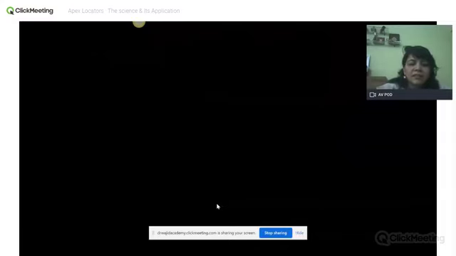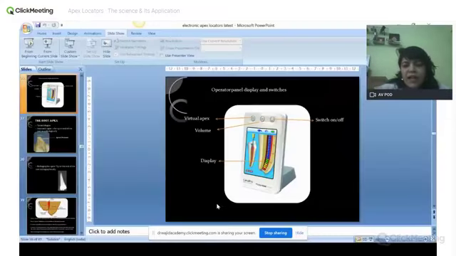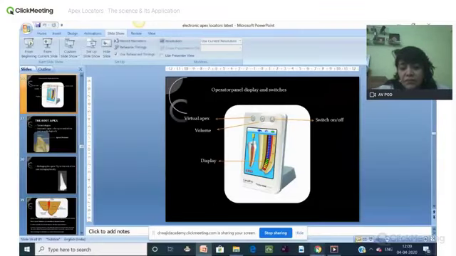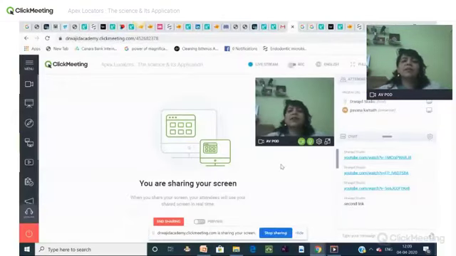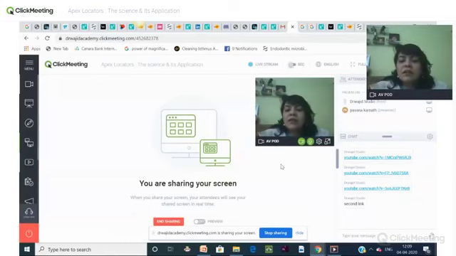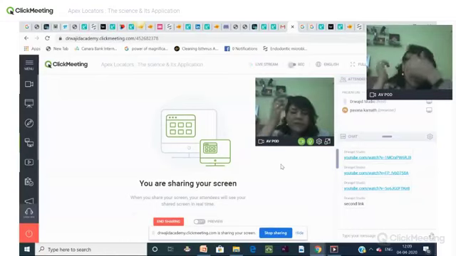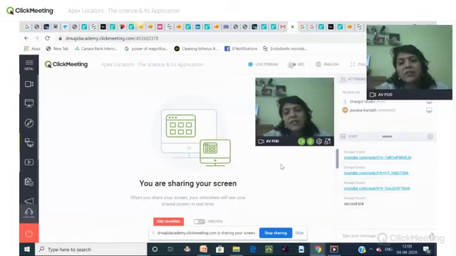So that brings me to the end of this presentation, and I can conclude that with all those observations, we definitely know that electronic apex locators, especially the newer generation ones, give us the working length with an accuracy of more than 90%.